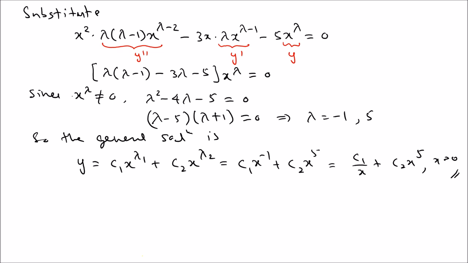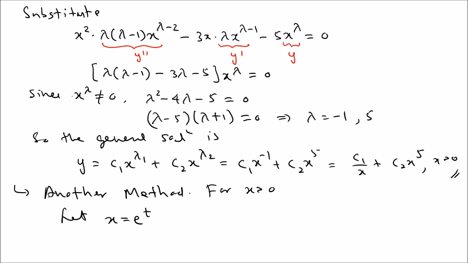So you assume a solution of x to the lambda, take derivatives and plug in, and solve for lambda. Now let's discuss another method. What we're trying to do here is transform the problem to another domain, another variable. For x positive, we can let x equal e to the t, so we transform the problem to the t variable.